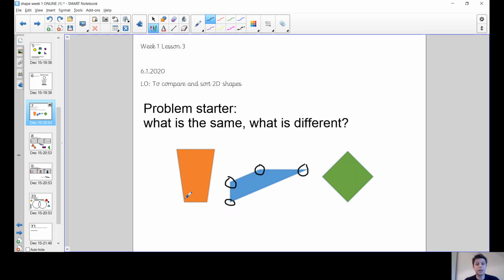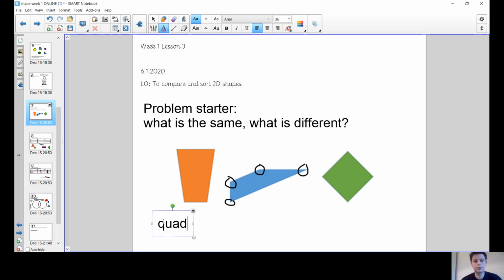Now, there is actually a name for shapes with four sides. It's one you've heard before. It begins with a quadrilateral. So all of these shapes are quadrilaterals.